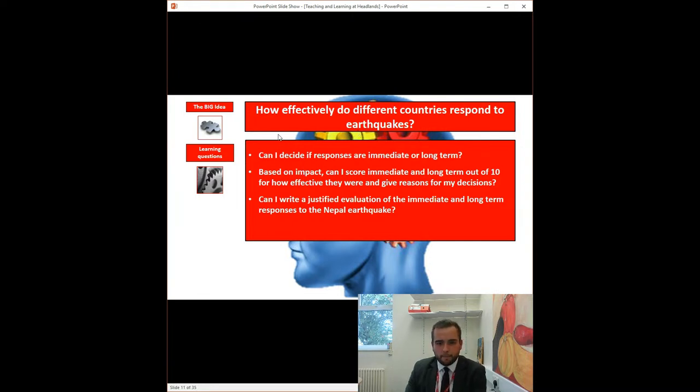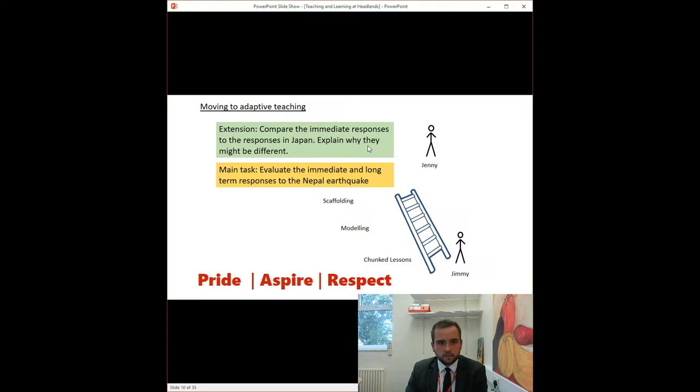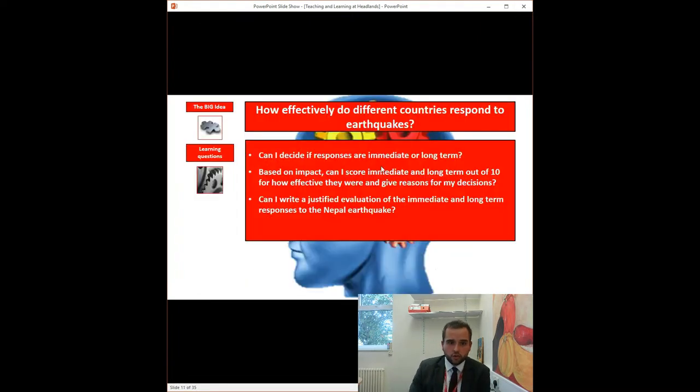Instead of dealing with that big task all at once, which is this one, we break it down into small manageable chunks. So the first chunk, can I decide if responses are immediate or long-term? We make sure that we've dealt with that first and everybody understands that before we move on. Second, based on impact, so based on the things we look at, can we give some scores out of 10 for how effective we think those responses are? So we chunk that judgment and look at one thing at a time, so that we're thinking about one thing at a time.